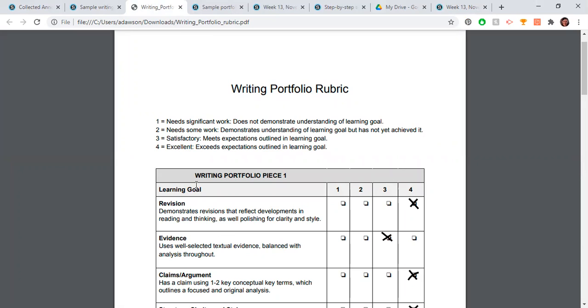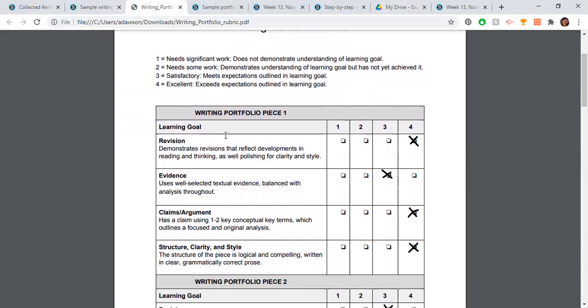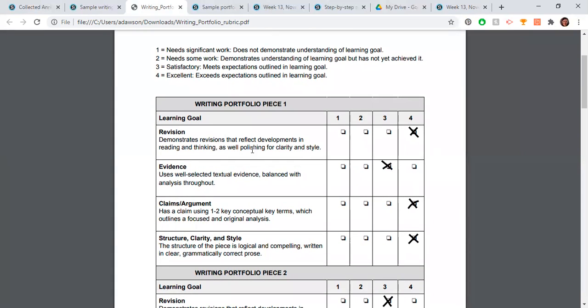The writing portfolio rubric asks how you've learned things. 1 says, well, this learning goal still has significant work. It's not doing what it needs to do. Number 2 says, this learning goal needs some work. It demonstrates understanding of that learning goal, but has not yet achieved it. 3 is satisfactory, so it's meeting the expectations outlined in the learning goal. And 4, it's excellent. It exceeds those expectations. So what you're going to do with each of your written pieces is you're going to assess them.